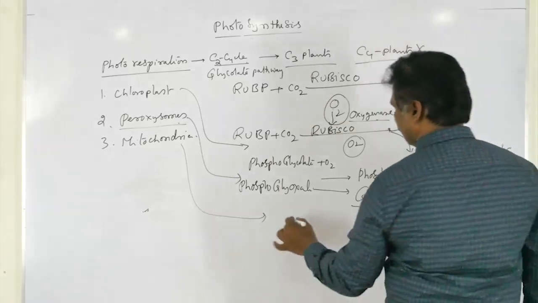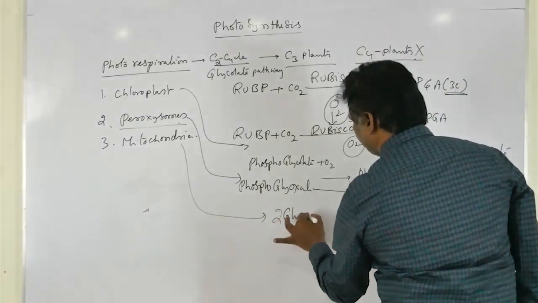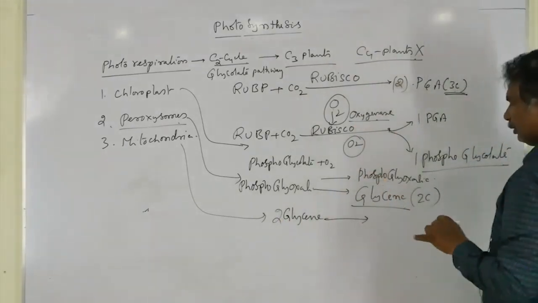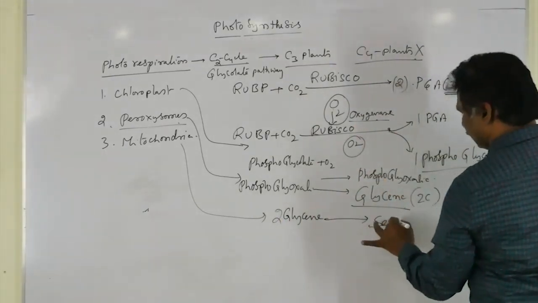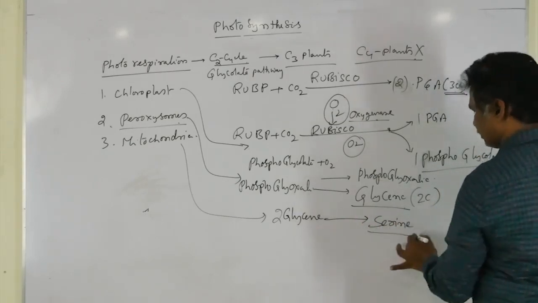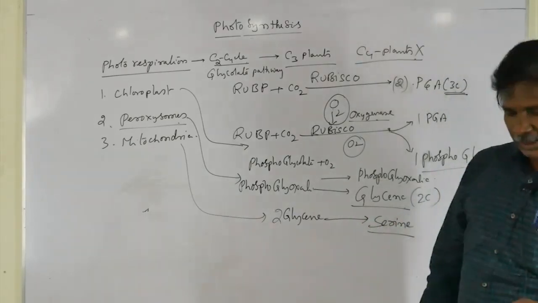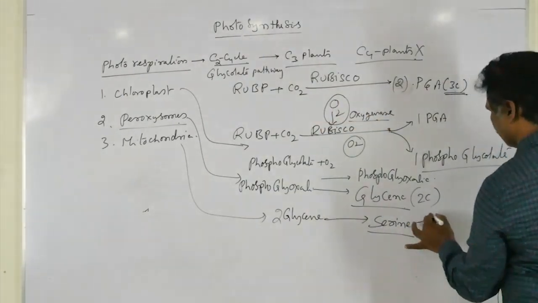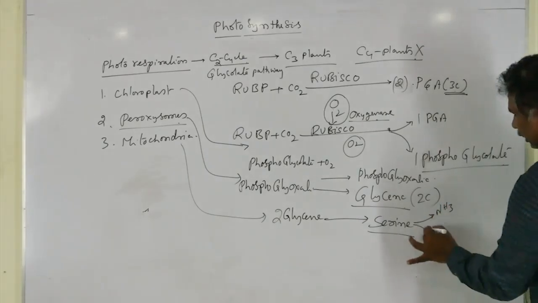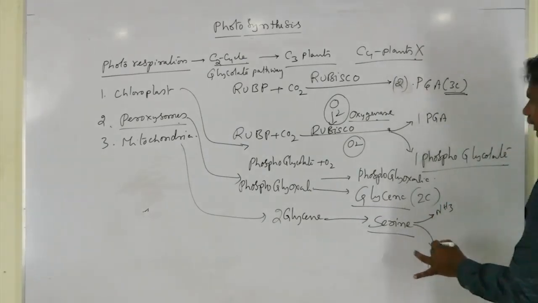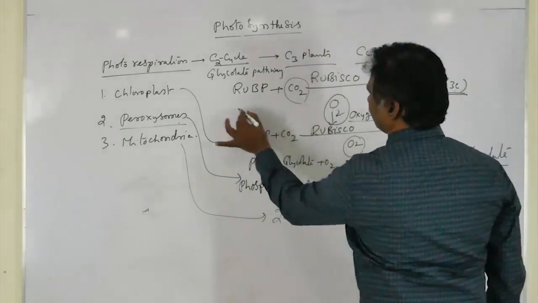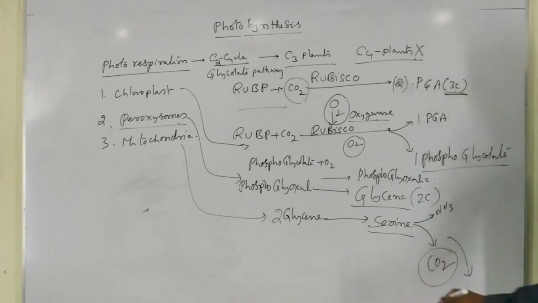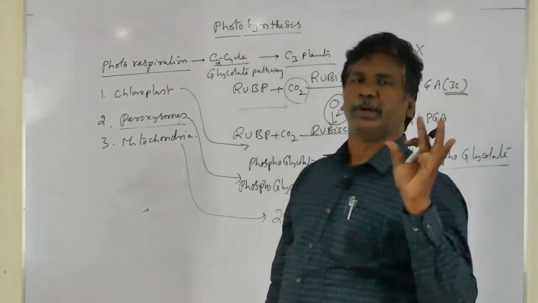In the mitochondria, 2 molecules of glycine combine to form another amino acid, called serine. Ammonia is also released, and there is loss of carbon dioxide. There is entry of carbon dioxide into the plant body, and also loss of carbon dioxide out of the plant body.